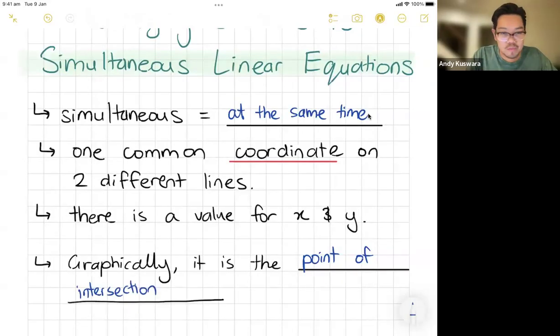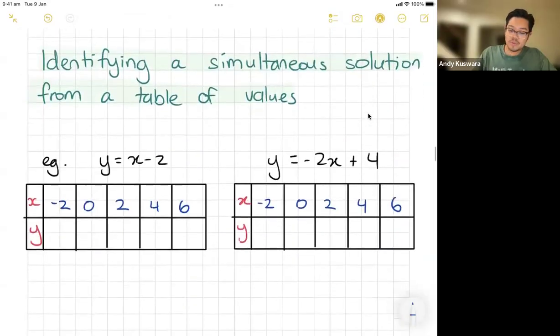I just took a long time to say that a solution for your simultaneous linear equations is this: you'll have two lines, and the exact point where they meet is your solution. So all you have to do is identify it, tell me what the x value is and the y value is. That's your answer.